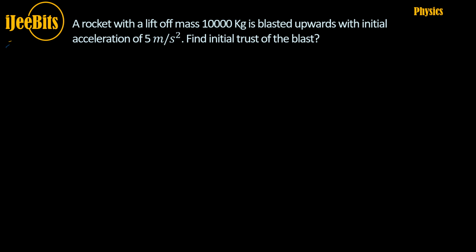Look at this example problem. Who is going to help me to answer? A rocket with a lift of mass 10,000 kg. So what is given? M equals 10,000 kg is blasted upwards with an initial acceleration a equal to 5 meters per second square. Agree? We are asked to find the initial thrust of the blast. What is the F value?